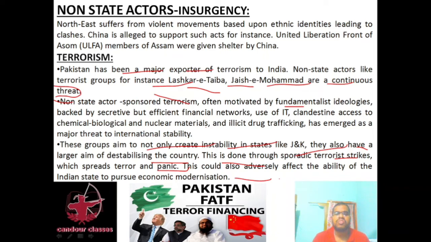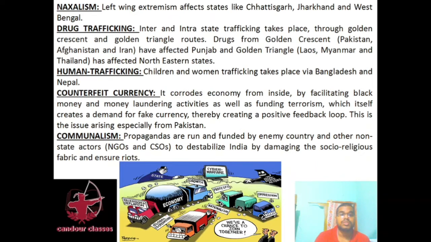And then FATF is the Financial Action Task Force. Okay, Pakistan was blacklisted by FATF due to terror financing, because of money laundering. I have one video on money laundering. You can watch that video to know more about Pakistan, FATF, and terrorist financing. Okay, terror financing. Then Naxalism, left-wing extremism, affects states like Chhattisgarh, Jharkhand, West Bengal, and Odisha too.